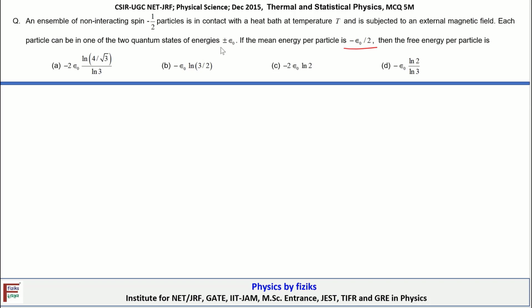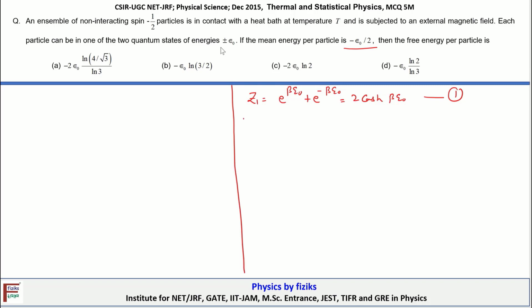Okay, again here we have to evaluate the free energy per particle, and as I said in the previous numerical problem, here again we are going to evaluate the partition function for one single particle. Because there are 2 energy states, it's simple to write the partition function Z1, that is equal to e power beta E naught plus e power minus beta E naught, and that is equal to 2 cosh(beta E naught). Let me call this equation 1.